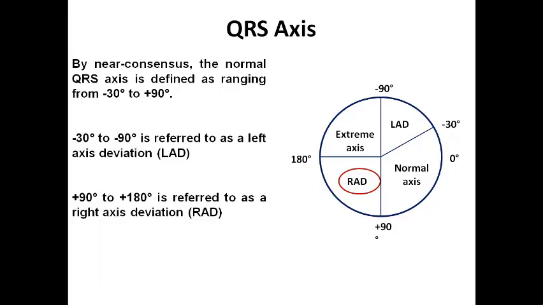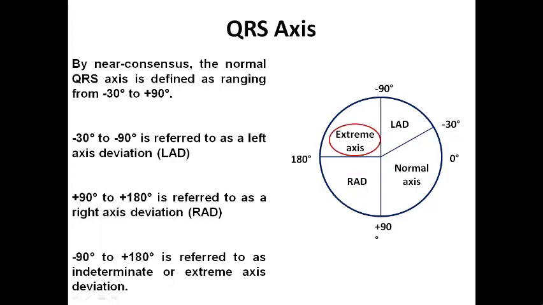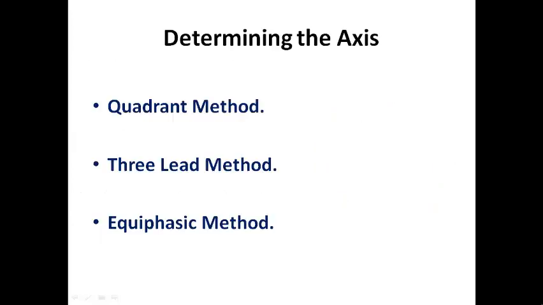Sometimes we may refer to 180 by plus value or minus value. It is not significant. And the extreme axis is between minus 90 to plus 180 degrees, and would be referred to as extreme axis, or sometimes it may be referred to as indeterminate axis. We have three methods in determining the axis of the heart: the Quadrant method, the three-lead method, and the Equiphasic method.